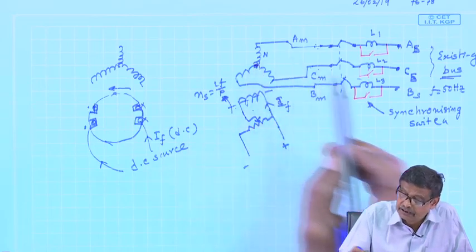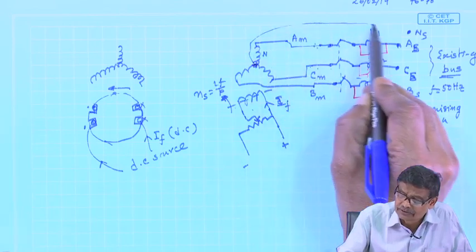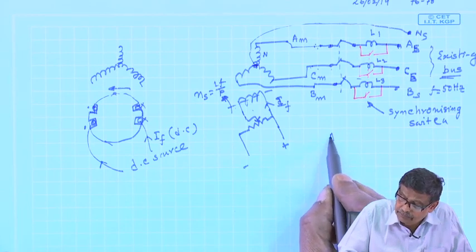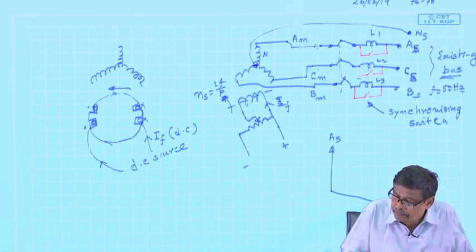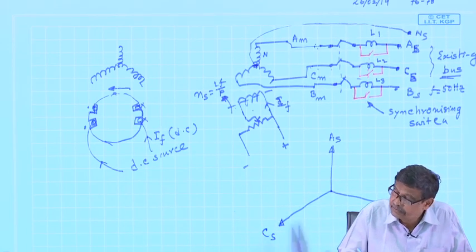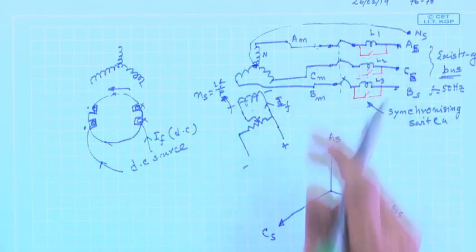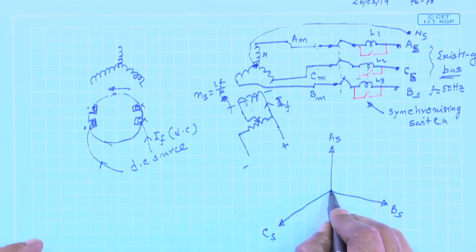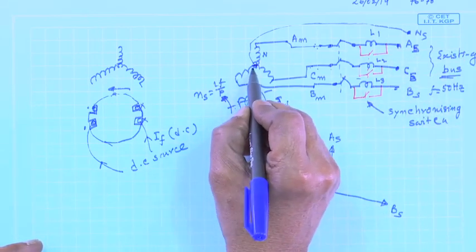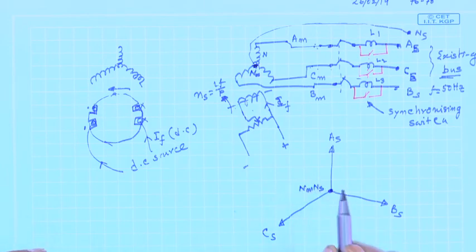If this is the supply neutral NS, let us imagine they are also connected like that, then what happens is these three are bus voltages AS, BS, CS, you must ensure phase sequences are same. Then the machine voltages will be AM, BM, CM, and this is the neutral which is NS, and if you have connected it like this, NS is same as NM, machine neutral, NS, NM, they are same.